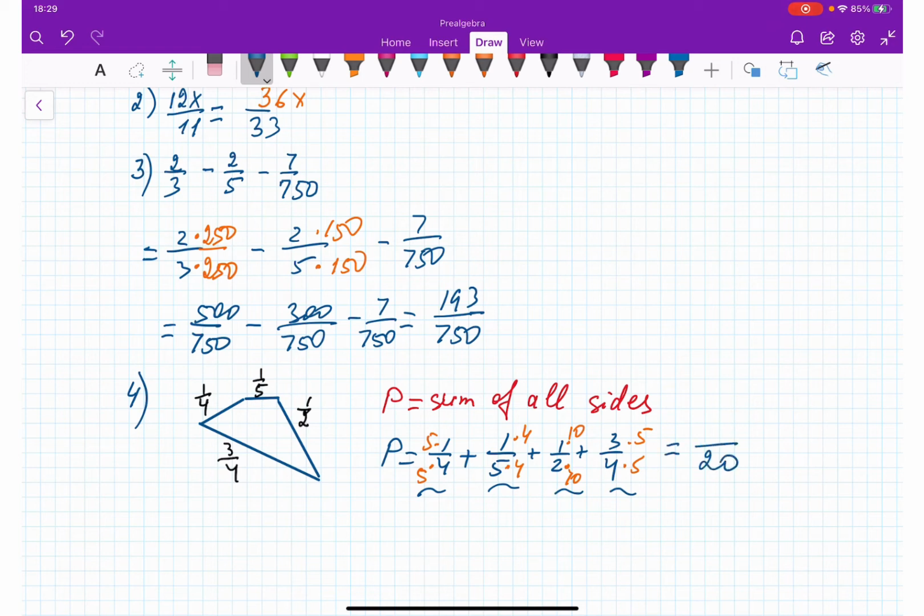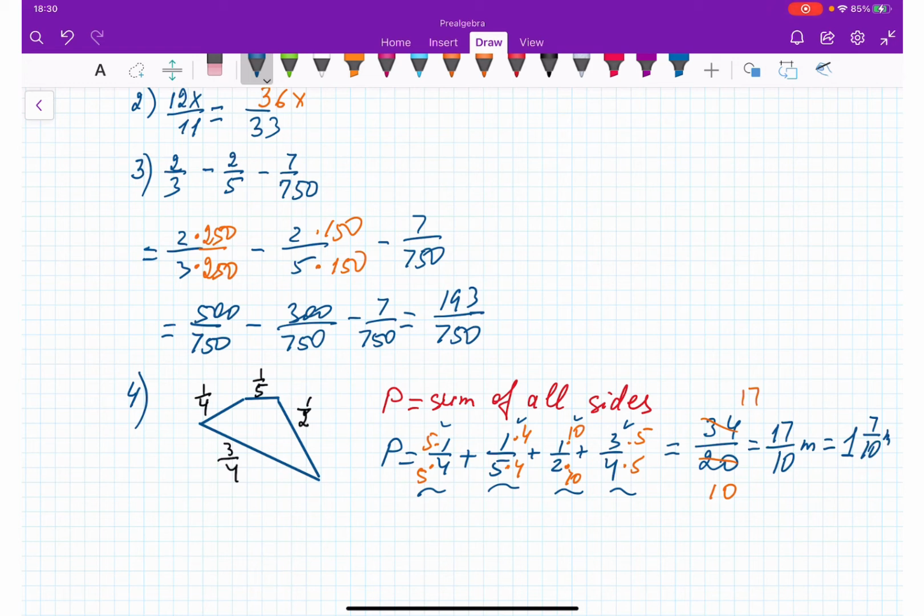Now let's add the numerators. So it's going to be 5 plus 4 is 9, plus 10 is 19, plus 15 is 34. So we can divide by 2. Both of them are even, so it will be 17 over 10. And the final answer is 17/10 meters. Or if I convert into a mixed fraction, it's going to be 1 and 7/10 meters.